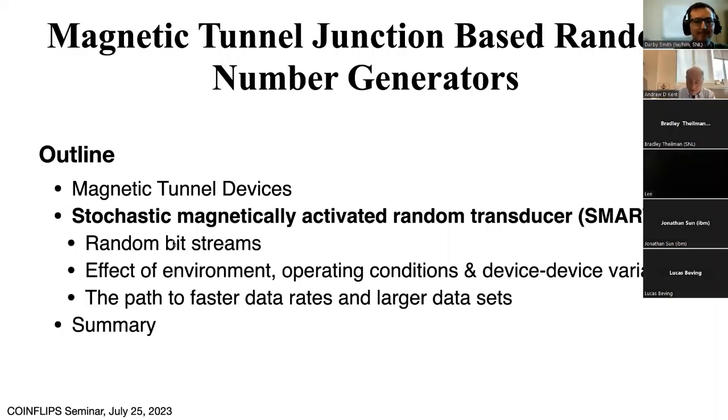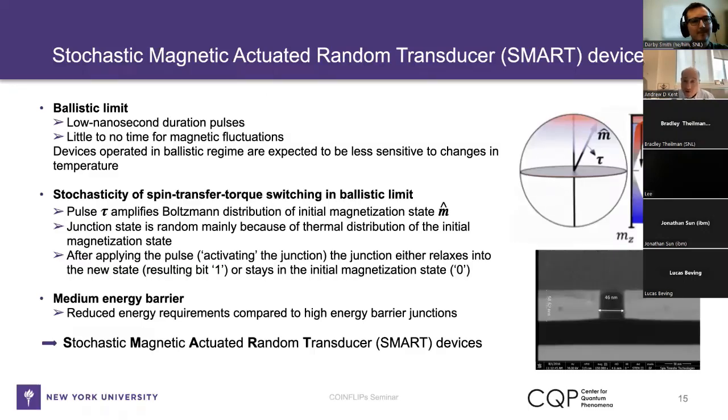Oh, good. Okay, so I'm going to tell you about our approach here. So the approach is now to work in this ballistic limit. Ballistic means we apply nanosecond pulses, and ideally the magnet evolves from some initial condition and is not subject to thermal fluctuations, magnetic fluctuations, during the time the pulse is applied. That means actually pretty high amplitude pulses, but this is a reasonable approximation when you have nanosecond pulses.